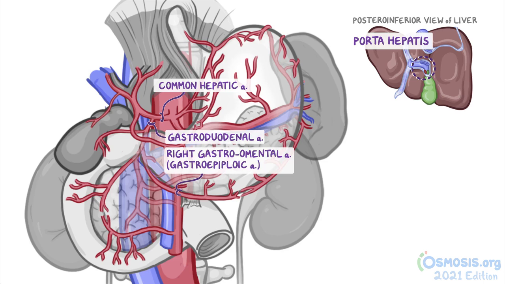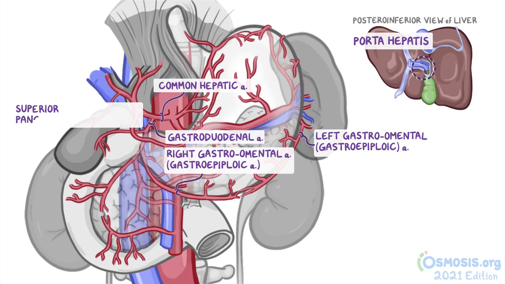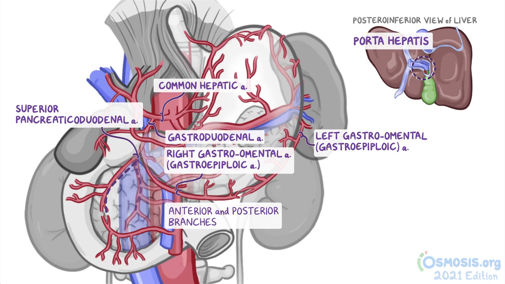curvature of the stomach to supply its walls and to anastomose with the left gastro-omental artery. The second branch is the superior pancreatico-duodenal artery, which soon divides into anterior and posterior branches that descend in front and behind the head of the pancreas, respectively. These branches supply the head of the pancreas as well as the proximal part of the duodenum.